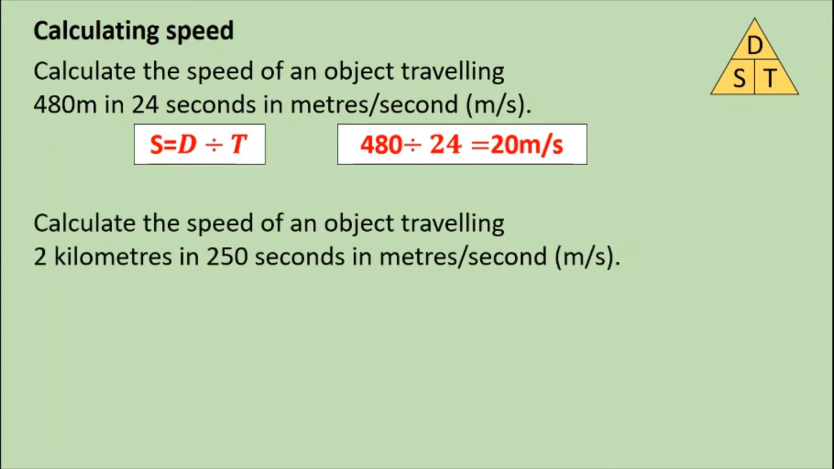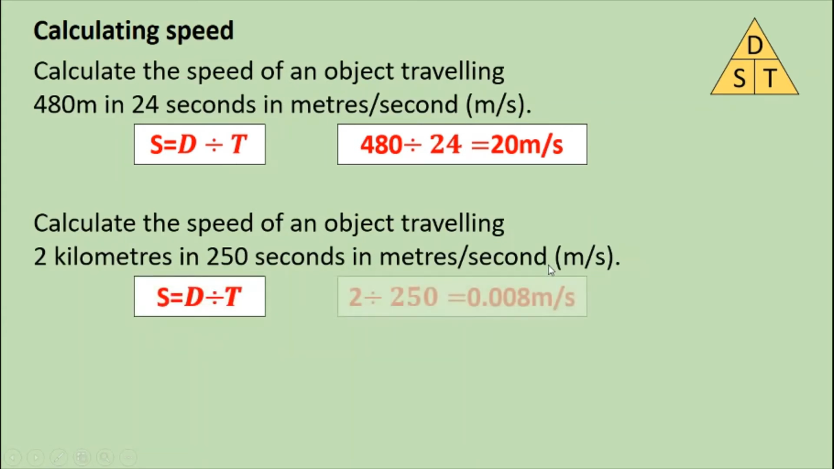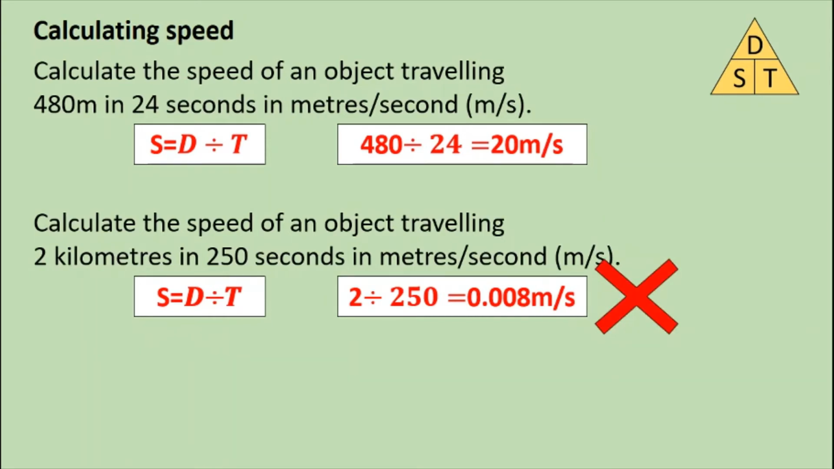Calculate the speed of an object travelling 2 kilometers in 250 seconds in meters per second. Well, again, same formula, and 2 divided by 250 is 0.008 meters per second. And if you look at that for a moment, I'm hoping you'll notice that that doesn't make any sense. It is going to be very difficult in a little over 4 minutes to travel 2 kilometers if you're not even traveling at 1 meter a second.